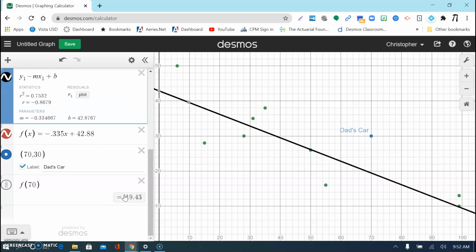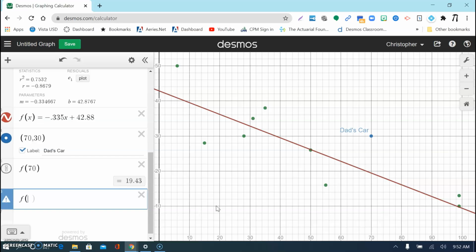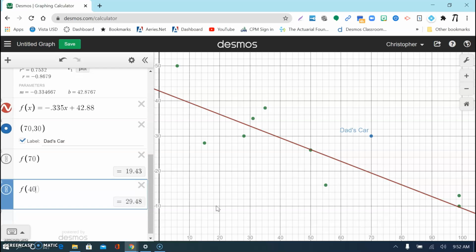But it does tell us, like, if something's 20,000, okay, that's cool. If it's 19,000, okay, that's cool. But 30, or what if we found one that had 40,000 miles on it? I would just type in f of 40, and then I see that f of 40 should be closer to $30,000. Well, I can look at the line and see that we're pretty close to $30,000 over here, right?